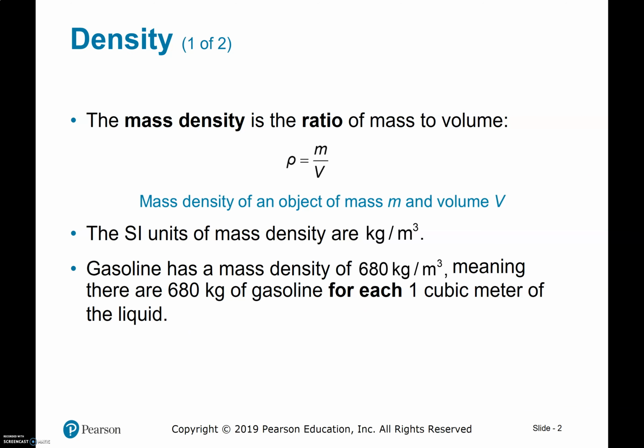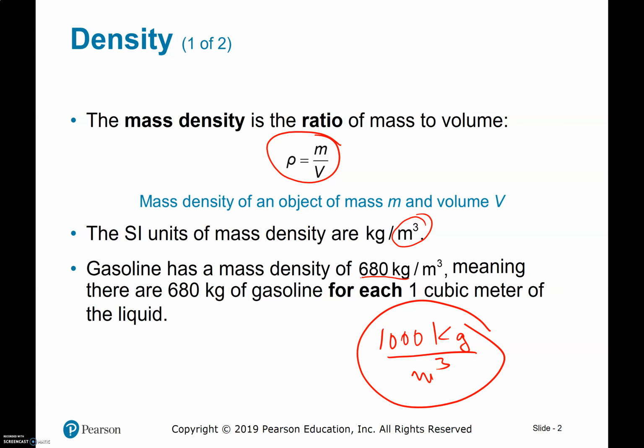So a quantity that is important that is going to come into play all the time is density. Density is the mass divided by the volume. The units of density are kilograms divided by meter cubed. And so here is the density of gasoline. And the density of water is 1,000 kilograms per meter cubed. That's a number that is nice to remember.